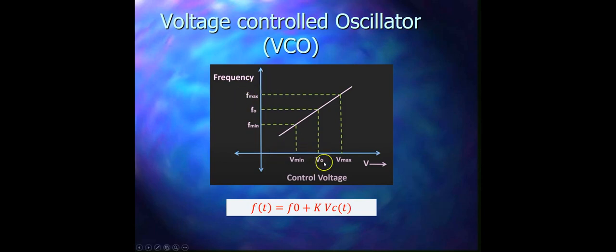In this slide you see the curve between frequency and control voltage, where F0 is the nominal frequency and V0 is the nominal voltage. As we increase the control voltage, the frequency of oscillation will also increase. If the control voltage is varying with time, then mathematically the frequency of oscillation can be given by this expression, where F0 is the nominal frequency, K is the tuning gain, and VC stands for control voltage. This tuning gain is defined as the amount by which the frequency of oscillation will change when we change the control voltage by 1 volt, and the unit of this tuning gain is hertz per volt.